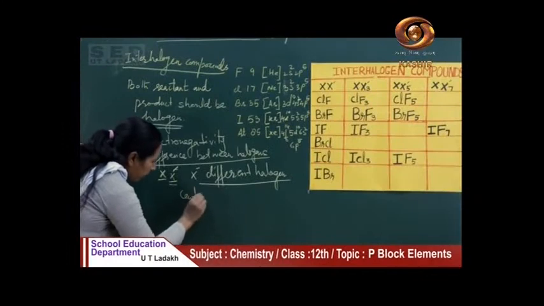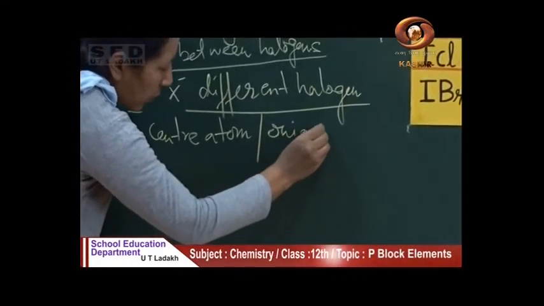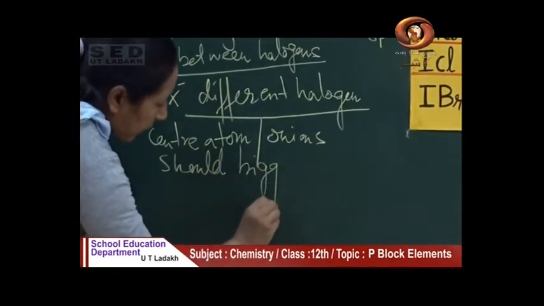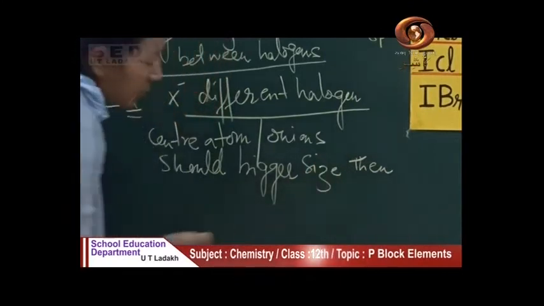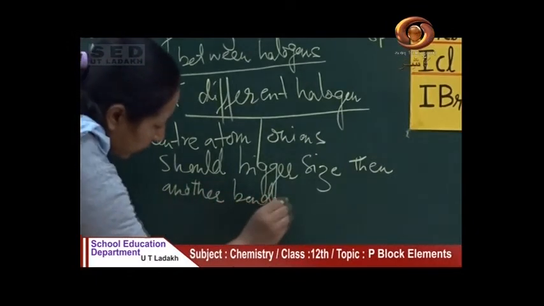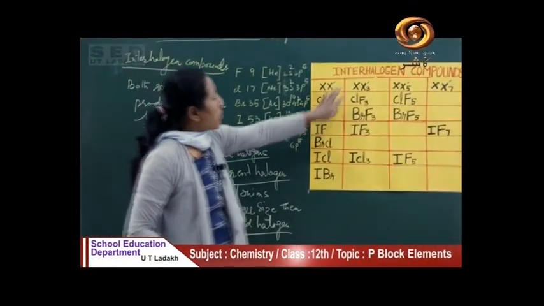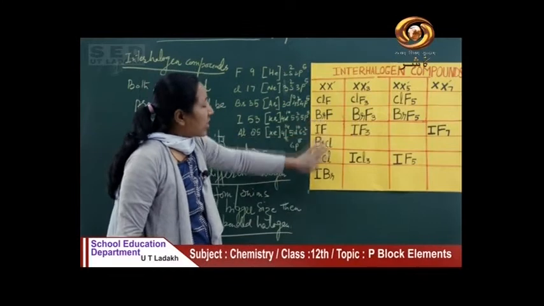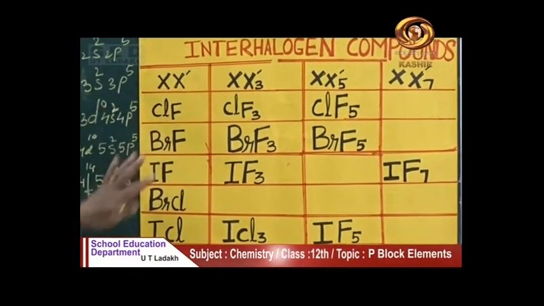You have to remember the main points in interhalogen compounds. The central atom or ion should be bigger in size than the other bonded halogen. Electronegativity difference should be there, the central atom should be bigger, and the bonded halogen should be smaller.